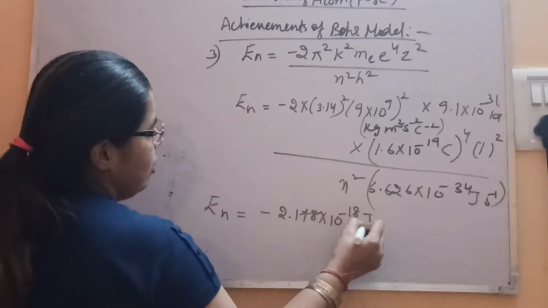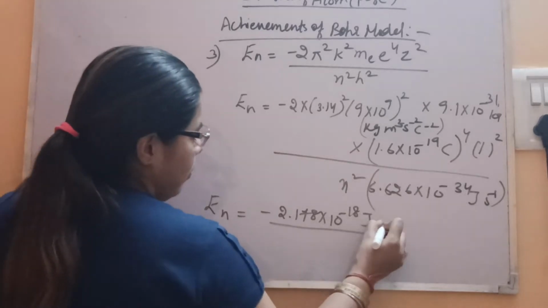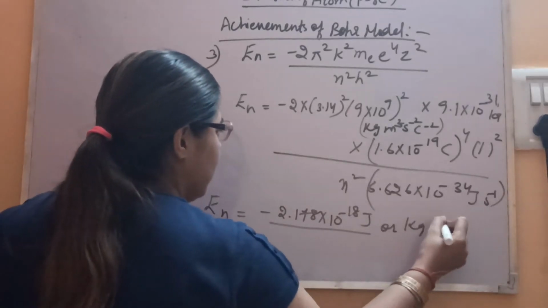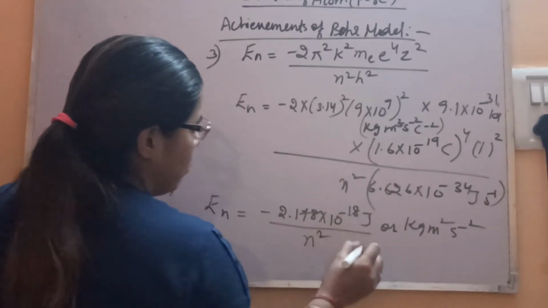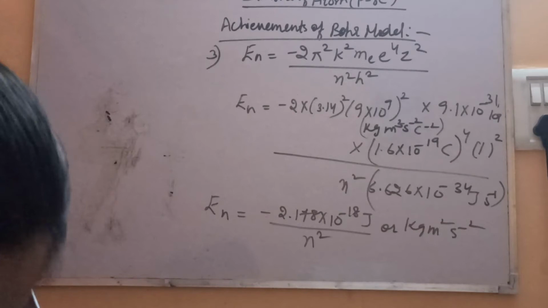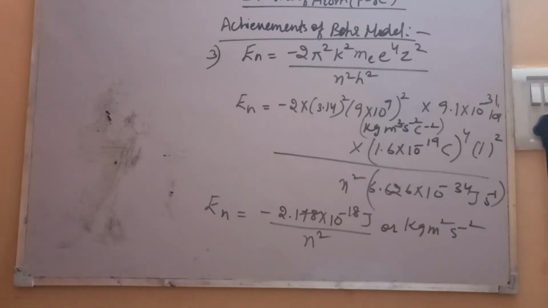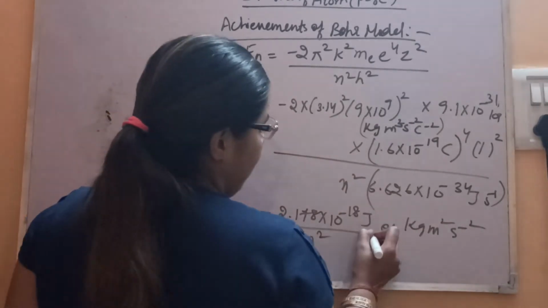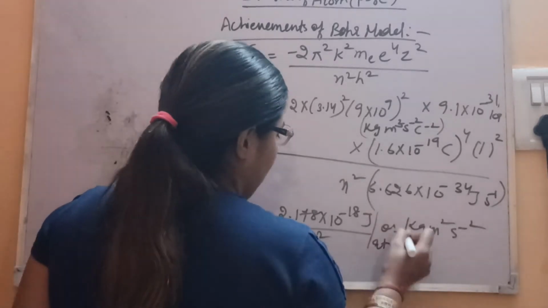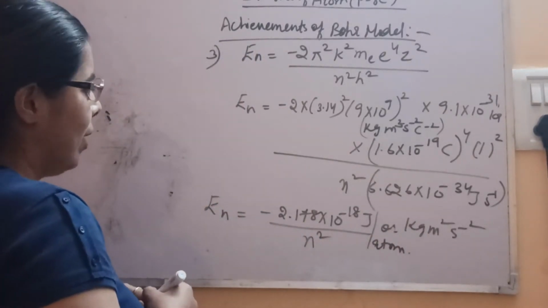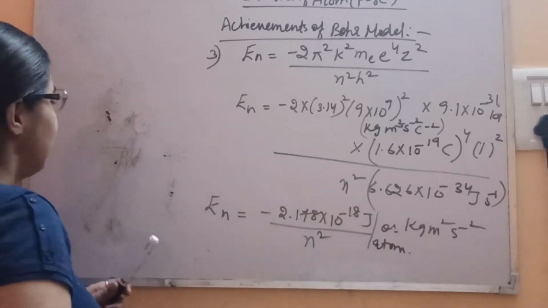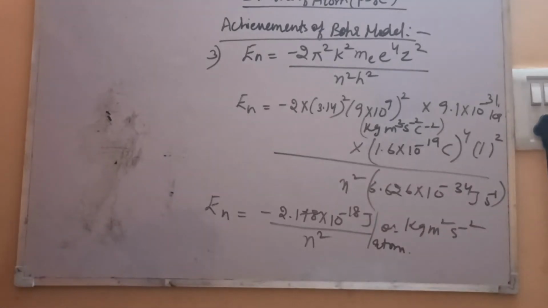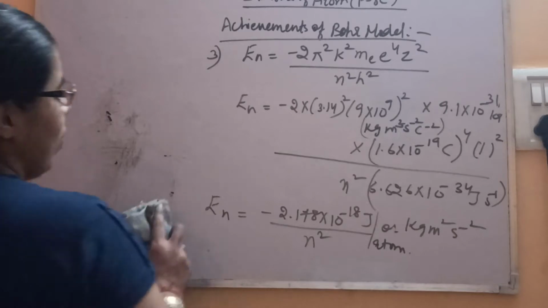So when you will solve this, you will get the value minus 2.178 into 10 to the power minus 18 joules, or kg meter square per second square, divided by n square. This you will get, we know it's the energy of the hydrogen atom. So this is joules per atom. Now when we want to calculate for joules per mole, you have to multiply this term with the Avogadro's number. You will get joules per mole, that is in kilojoules per mole, we have to find it out.